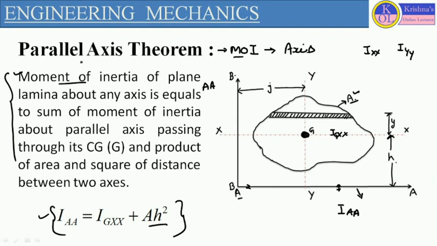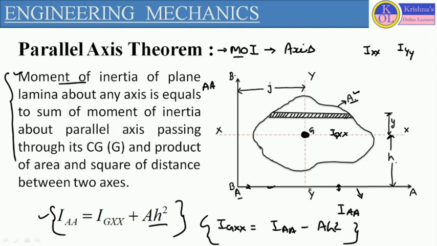Why is it called the parallel axis theorem? Because we are considering two axes which are parallel to each other, and about one axis we have to define. Here we can define the moment of inertia about this x-axis also. So the equation would be opposite. So it will be I_G,XX, equals I_AA minus A h squared. So this is another term.